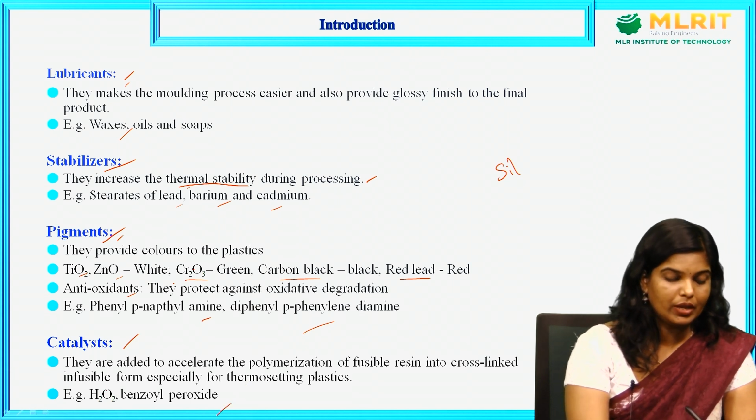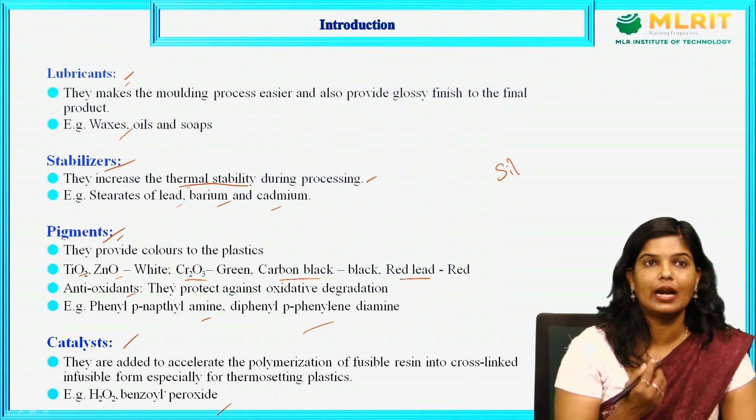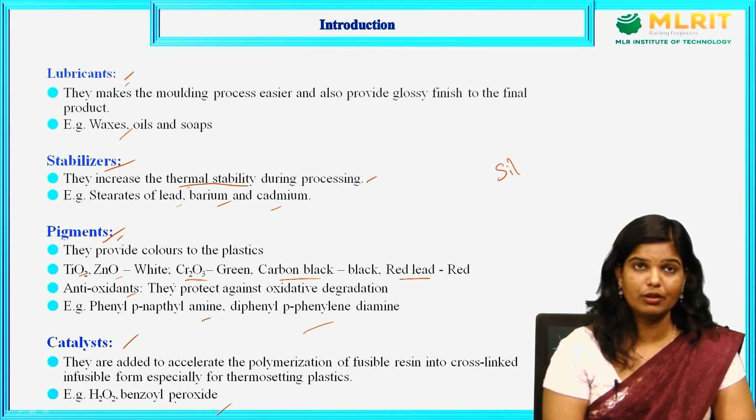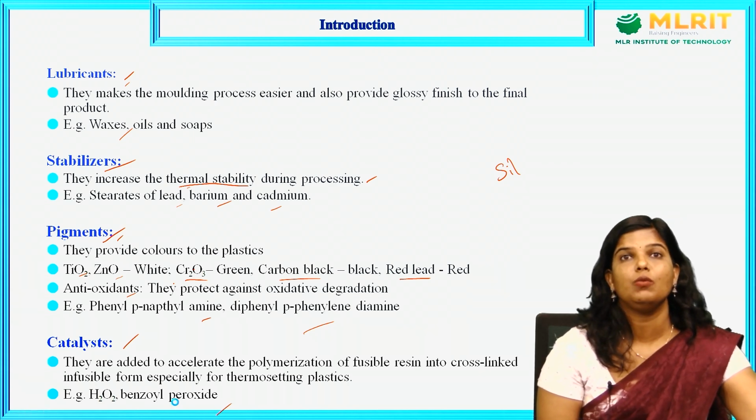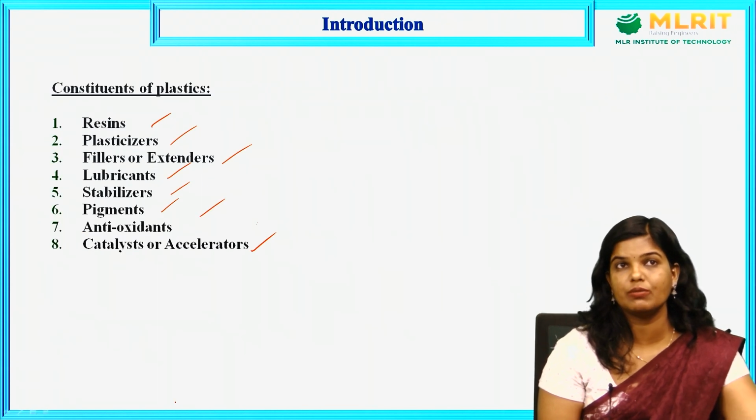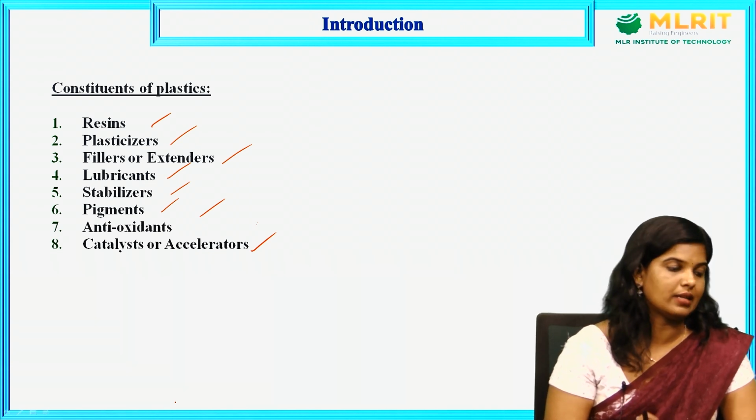What will happen? When light or heat is applied, this will break into two different initiators, right? The same thing we can use here, because it has high energy and radical formation is very fast. So reactivity will be very high, and these materials can be used as catalysts. So the different constituents, I will go back to the slide once again and let you know what they are. The different constituents were resins, plasticizers, fillers, lubricants, stabilizers, pigments, antioxidants as well as catalysts.